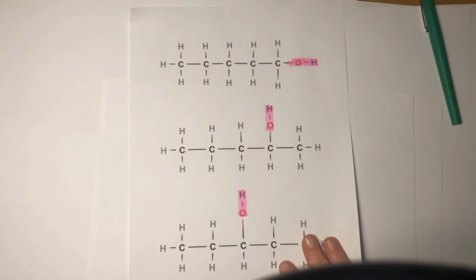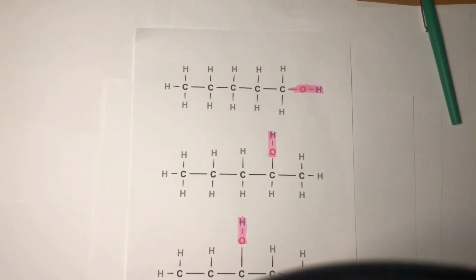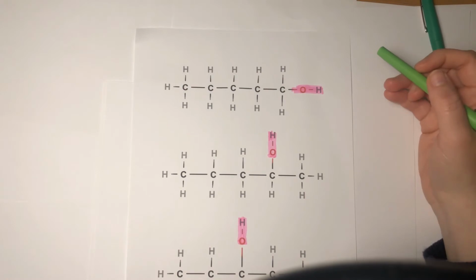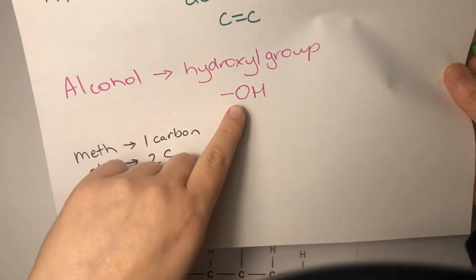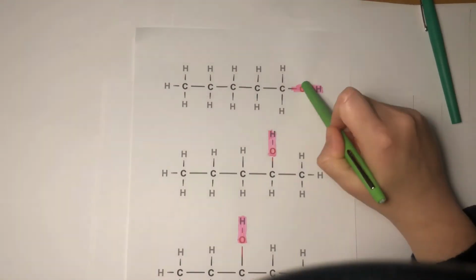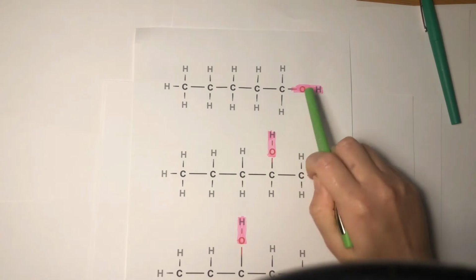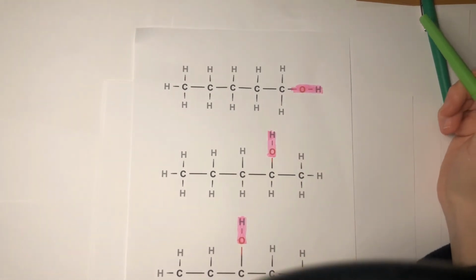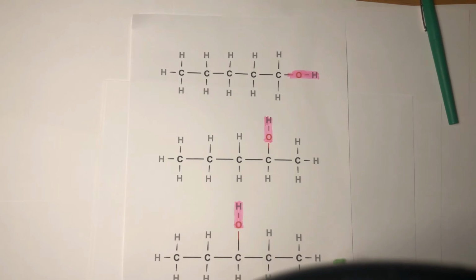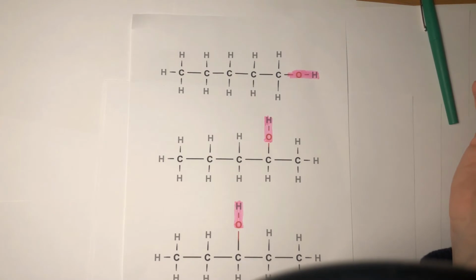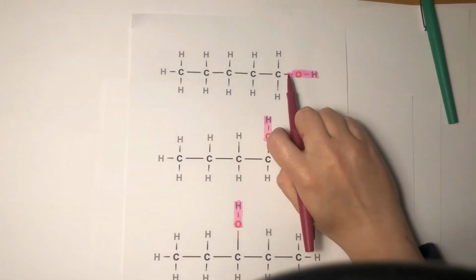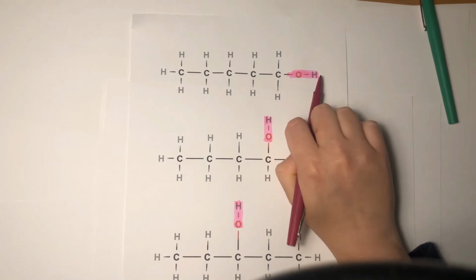Now we're going to have a look at alcohols. So alcohols, if we go back to our information at the start, alcohol has the hydroxyl group, which is OH. And these, I've just highlighted them for simplicity. They've all got an OH. And you can see that it's in a different position. So what we're going to do is start with numbering our carbons. That's always the first part.